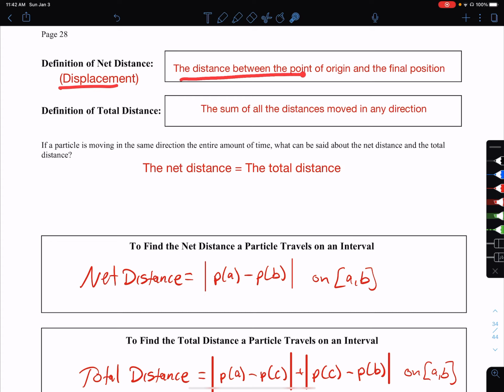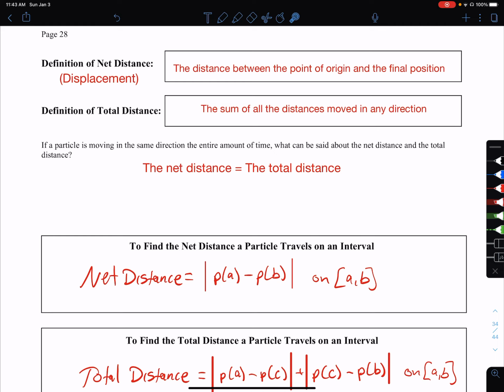The distance between the point of origin and the final position. Definition of total distance: the sum of all distances moved in any direction. If you think about most people that are in our class, from birth to now, their net distance traveled is likely less than 15 miles.